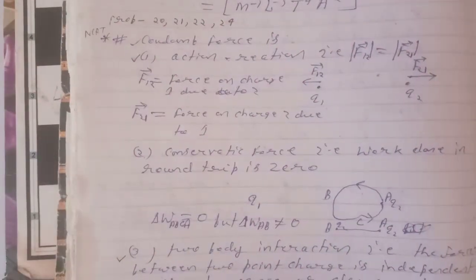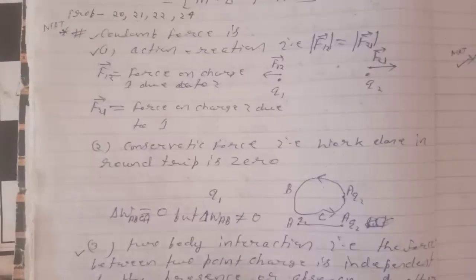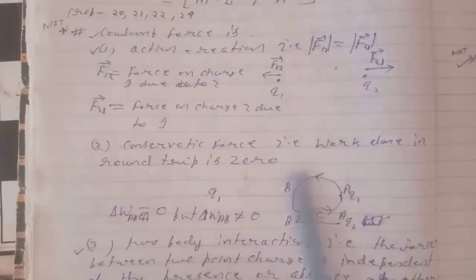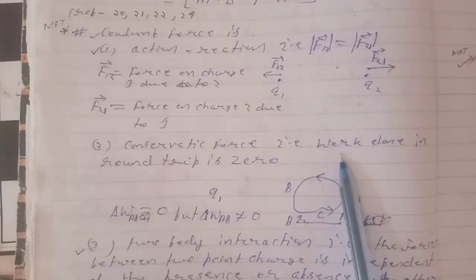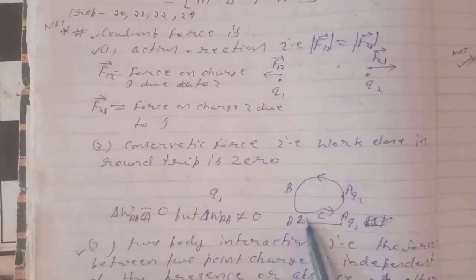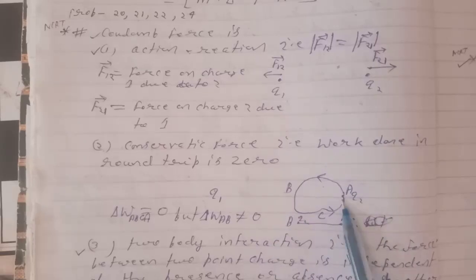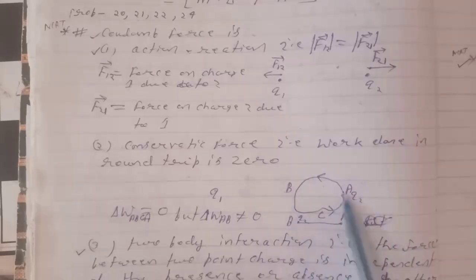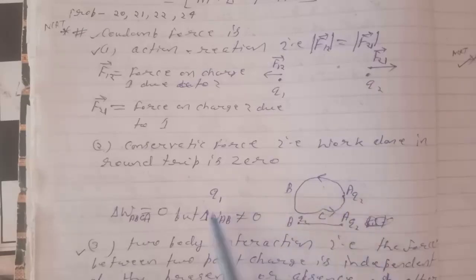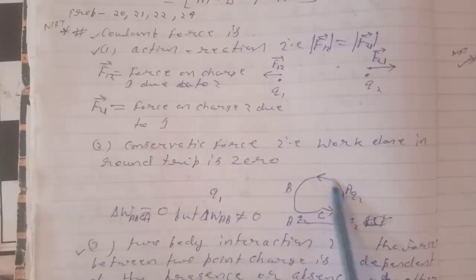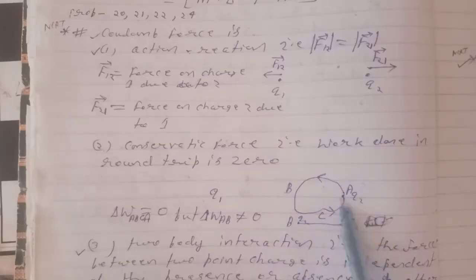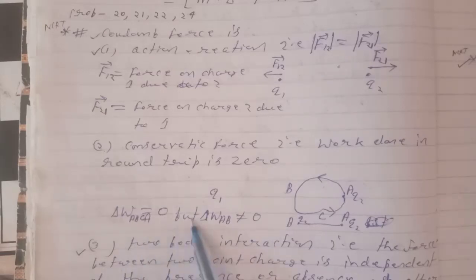Second, Coulomb force is a conservative force, that is, the work done in a round trip is 0 by this force. For example, a path is shown where a charged particle is moving. This is a Q1 charge, and if we move another charge along this path, then the work done on this charge will be 0. That is, delta W ABC equals 0, but delta W AB is not equal to 0. That is, the work done in a round trip is 0.